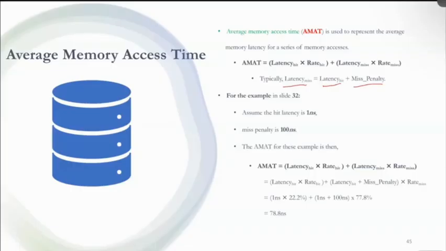So for this example, out of 9 times, 2 hits and 7 misses were there. So hit rate and miss rate, by assuming that the hit latency is 1 nanosecond and for a miss, accessing from the main memory takes 100 nanoseconds, and by substituting these values in this equation, it gives 78.9 nanoseconds. So that is the average memory access time.